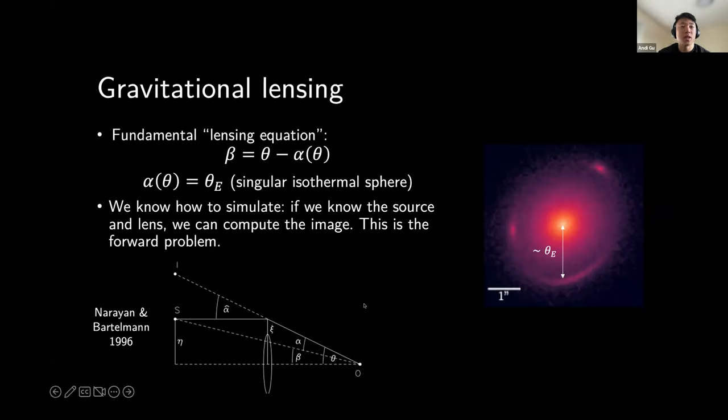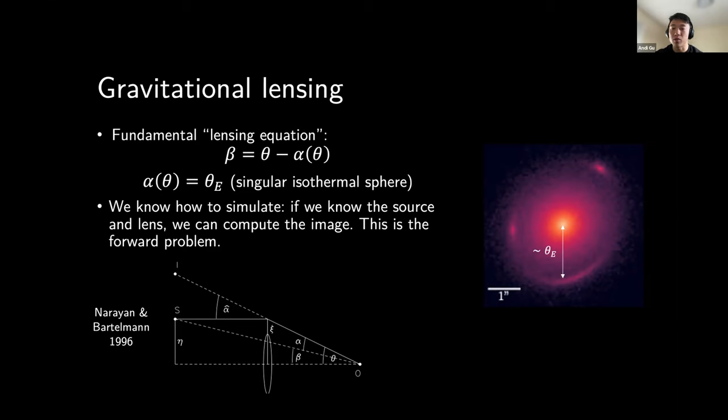So with the lensing equation, it's actually quite easy, I guess, conceptually to simulate lensing, because if we know the parameters of the source and the lens, then we can compute the deflection angle. Hence, we can compute the image. So this is known as the forward problem because we're going in the forward direction from the ground truth to observables.